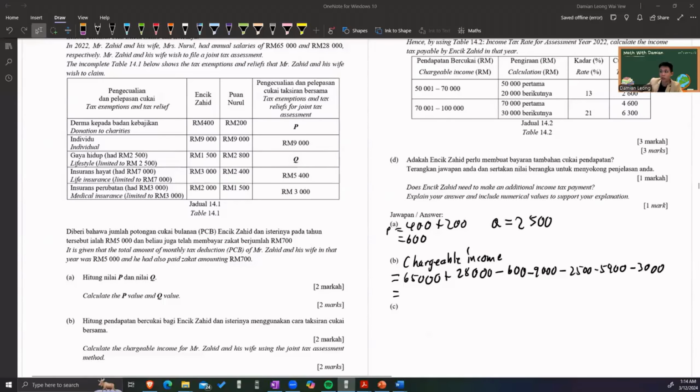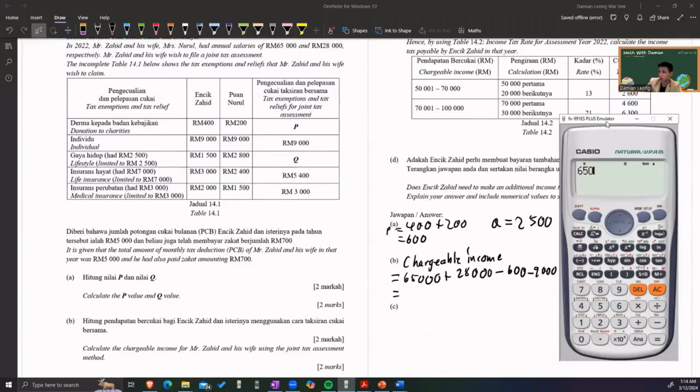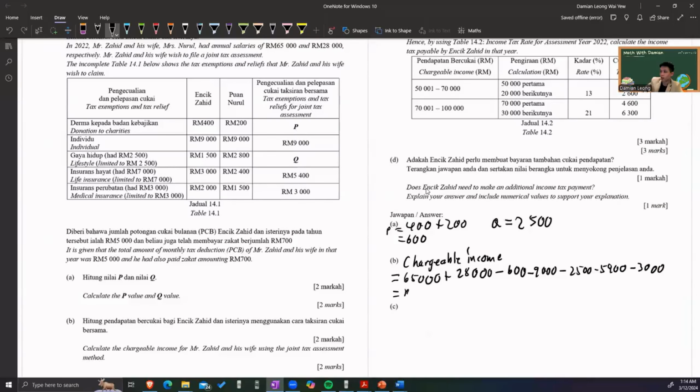65,000 plus 28,000 minus 600 minus 9,000 minus 2,500 minus 5,400 minus 3,000. Then we get 72,500 ringgit.